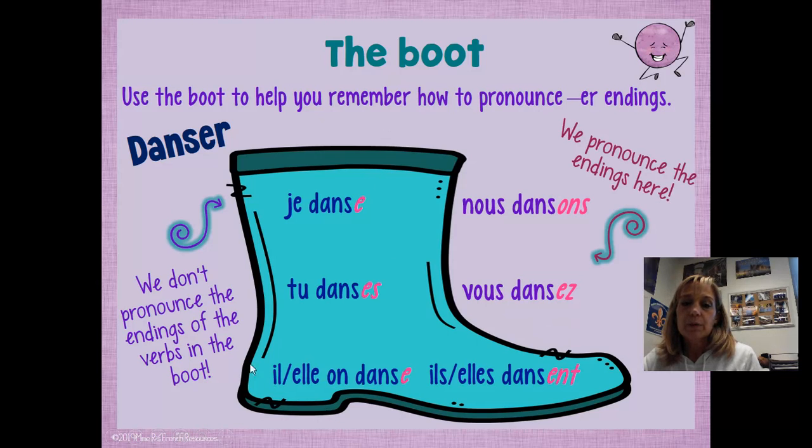But anything in the boot, we do not pronounce the ending. They all sound exactly the same. So even though this has an ENT on the end, it's not dansant. That's how our English brain wants to say it, but it's just danse. The S, we almost never pronounce final S's in French, so this is just tu danses. Je danse, tu danses, il, elle, on danse, il, elle danse. Okay? These are the only two that sound different. Nous dansons, vous dansez. EZ at the end of a word is always É. Okay? Vous dansez. All right, so that should help you remember that.